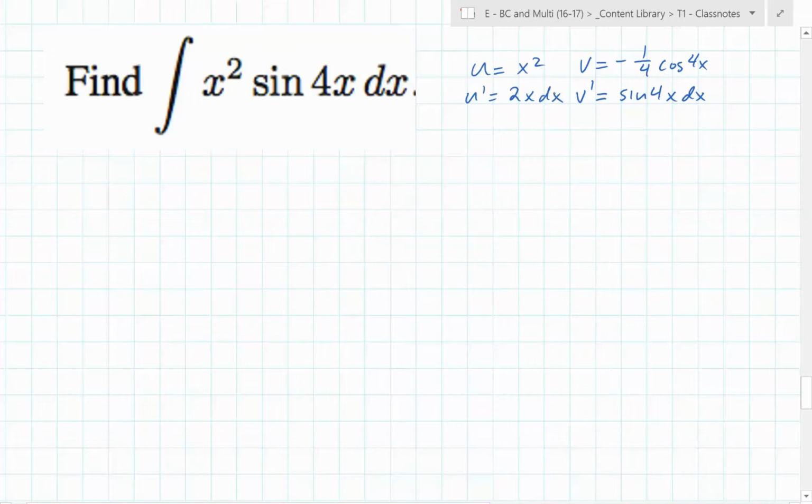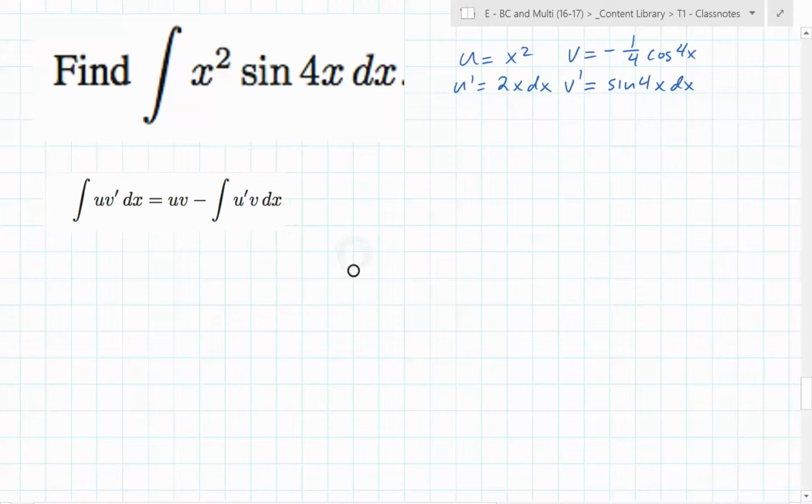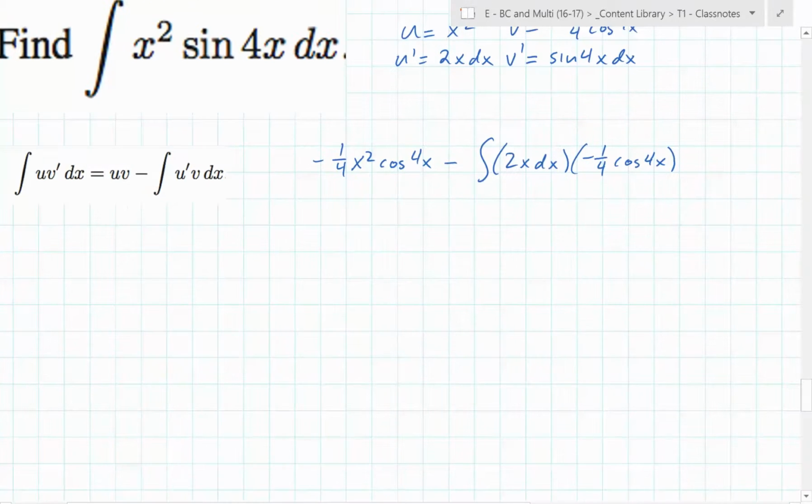Okay, that's nice, but what does that build into? Well, we follow our definition here, and we end up with negative 1/4 x squared cosine 4x minus the integral of 2x dx, the u prime, times negative 1/4 cosine 4x. It's not that bad, but it kind of looks cyclical. So let's see what happens here. Well, you do some algebra and it almost looks like you're back to the same thing. But we have some smaller powers, so at least that's helpful for us.